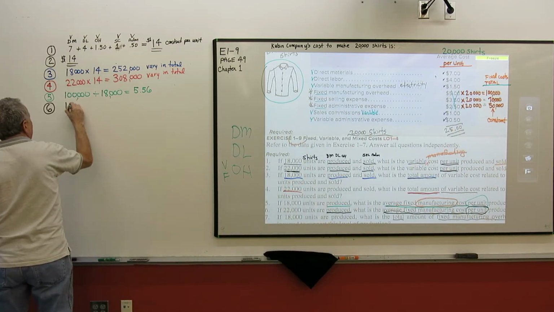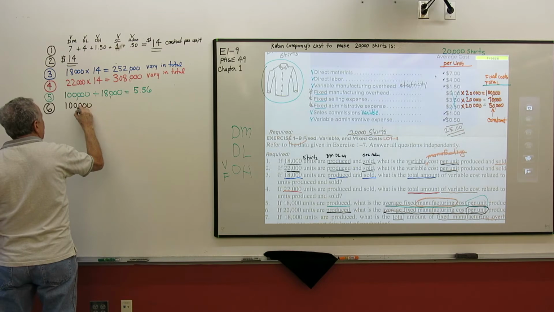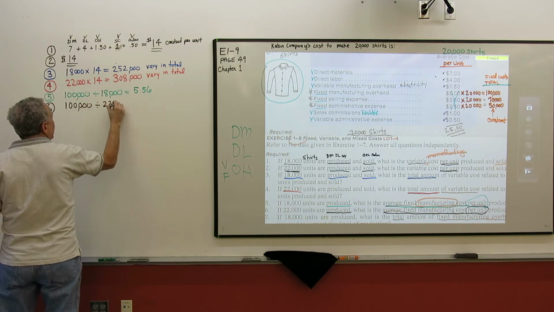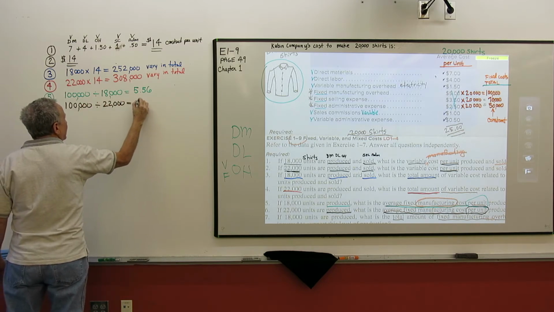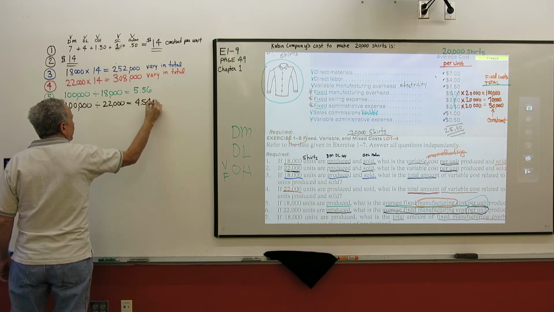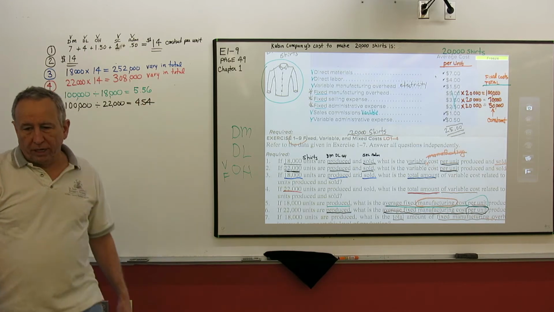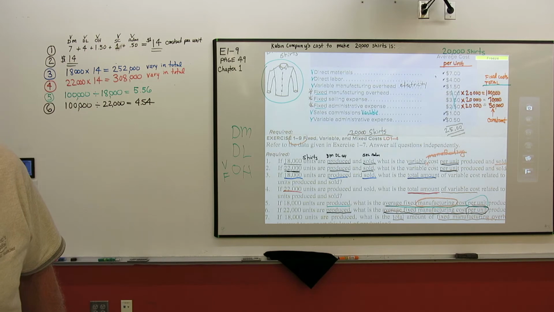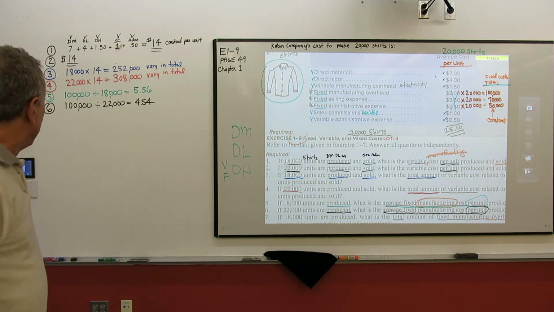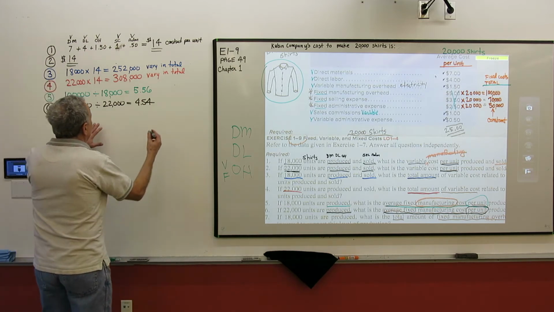So if we take $100,000 divided by 22,000 units, I think you get 454. I think that's right. Check my notes on that. Yes, that's right. Do you see what they're trying to demonstrate here?